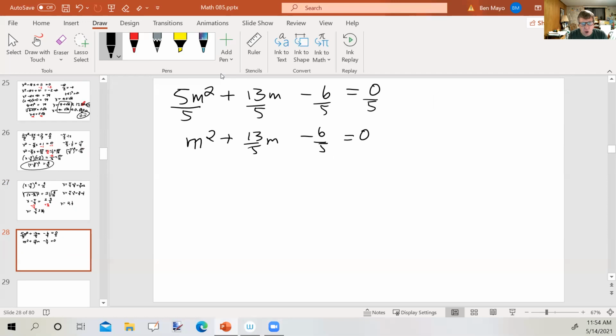Now I'm going to move the constant term to the other side of the equation. So I'm going to add 6/5 to both sides, which gives me m squared plus 13/5 m equals 6/5.